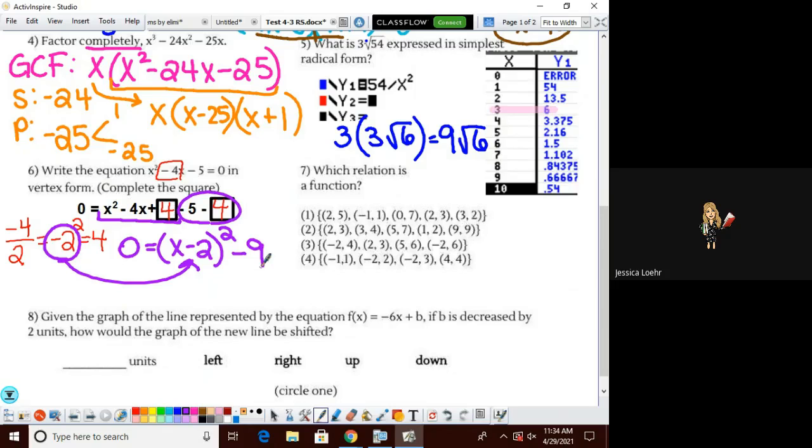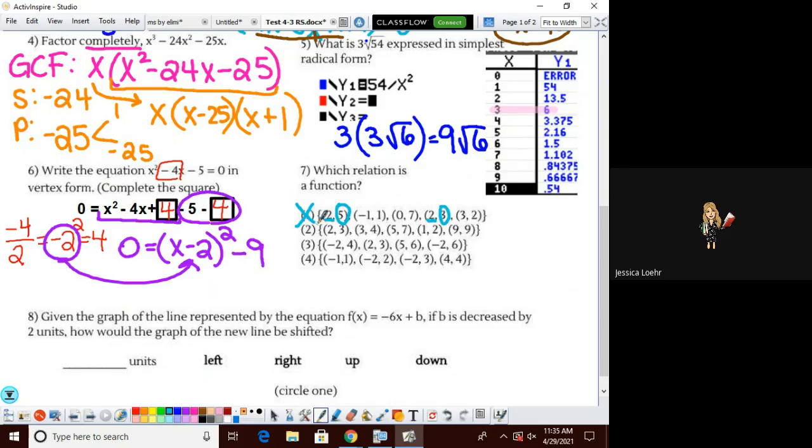Number 7, which relation is a function? The definition of a function is every x has its own line. So you're looking to make sure every x only has one line. Can't have more than one. So for choice 1, I have 2, negative 1, 0, 2, and 3. The input of 2 has 2 different outputs, 5 and 3. So that cannot be a function.